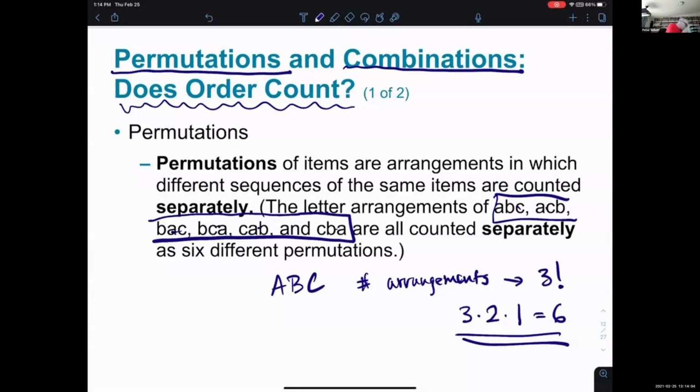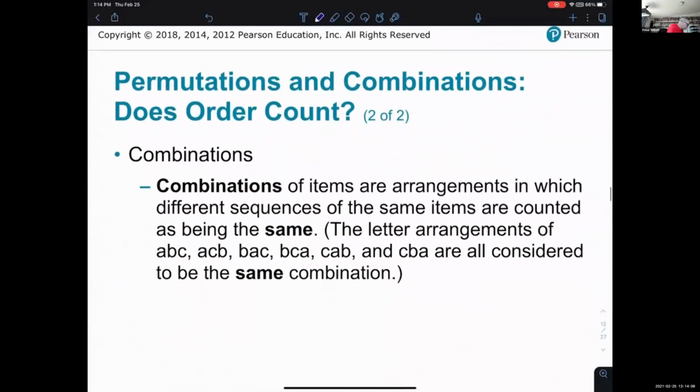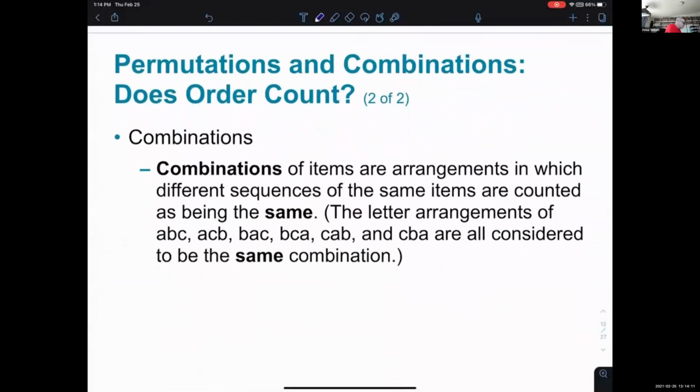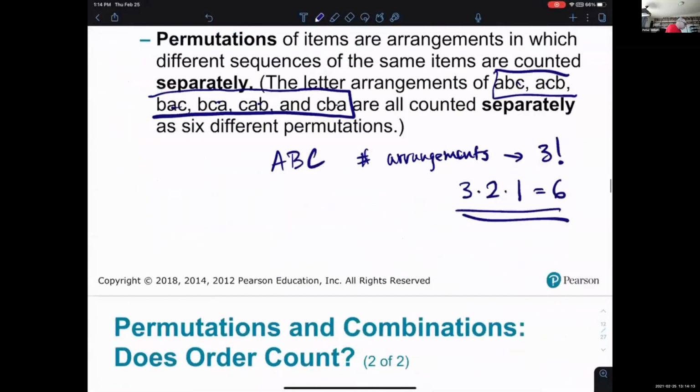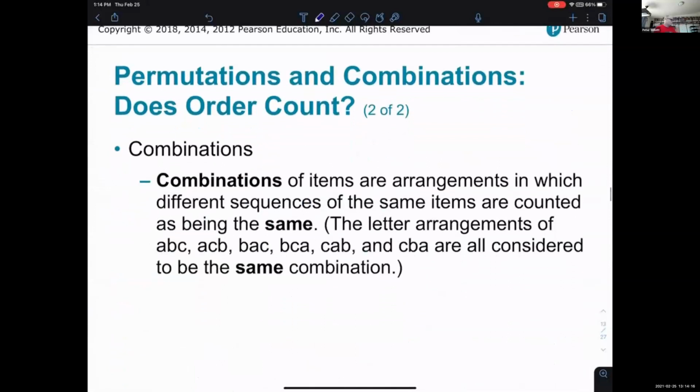All right, so that was a good example. So there's a second slide here, and that's for the combinations. So we're going to compare permutations to combinations. Combinations of items are arrangements in which different sequences of the same items are counted as being the same. The letter arrangements of A, B, C, and the 6 different possibilities are all considered to be the same combination.